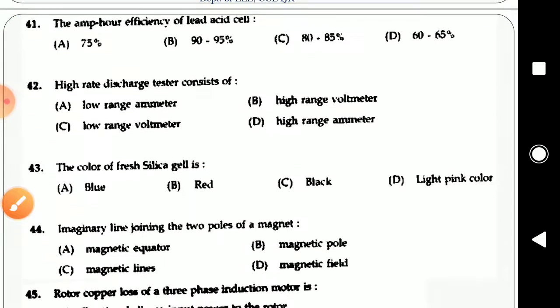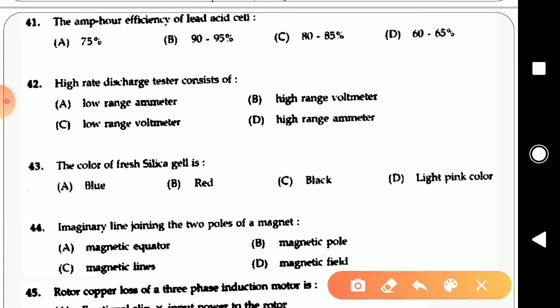Moving on to question number 41. The ampere hour efficiency of the lead acid battery is given by. The answer is option B, 90 to 95%. Question number 42. High rate discharge tester consists of. A high rate discharge tester usually consists of a low range voltmeter. So the option C is the correct answer.